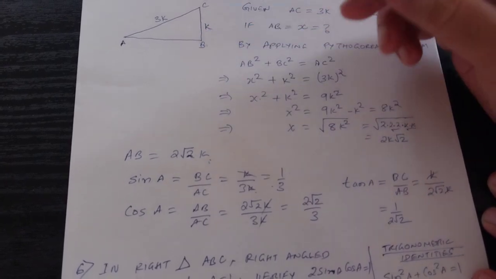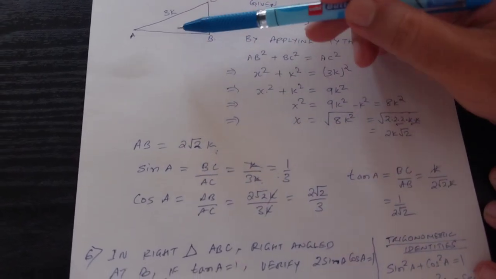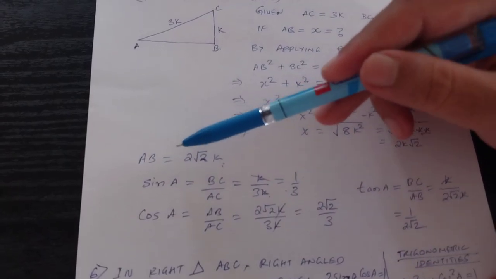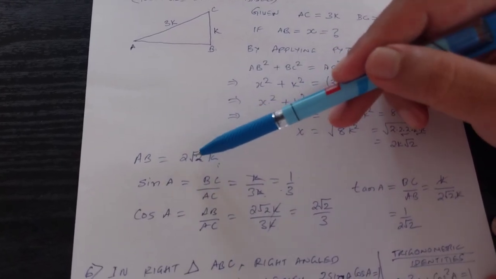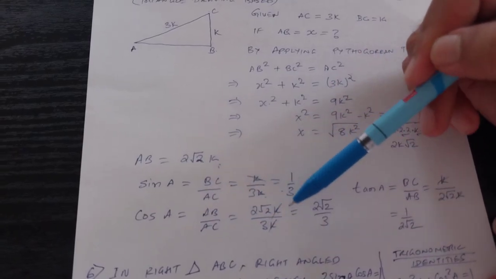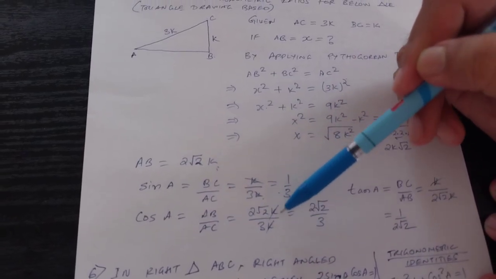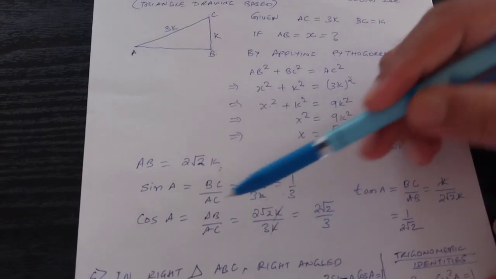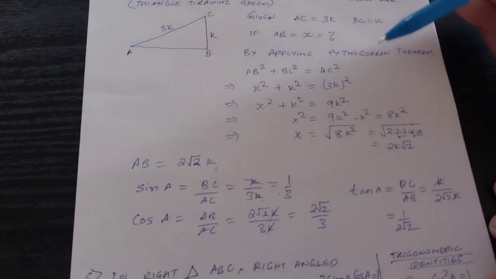Similarly, cos A. Cos of angle A is AB by AC, right? We have calculated the value of AB to be 2 root 2 k. So AB by AC is 2 root 2 k divided by 3k. Again k and k get cancelled and you get 2 root 2 by 3. So cos A is equal to 2 root 2 by 3.